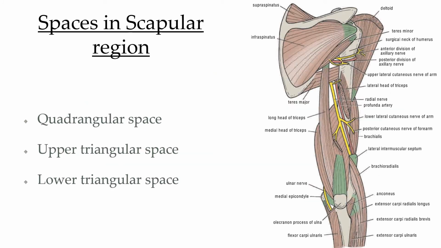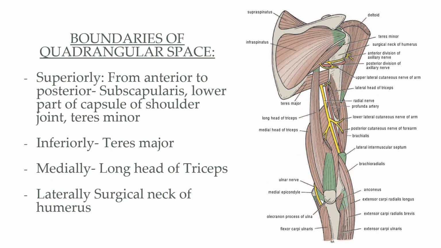Over the scapular region, certain spaces have been defined. These spaces transmit neurovascular structures, and hence these spaces hold clinical relevance. So let us now talk about spaces present over the scapular region. There are three spaces defined: quadrangular space, upper triangular space, and lower triangular space. We'll first start with the quadrangular space. We will define the boundaries followed by the neurovascular structures which pass through the quadrangular space.